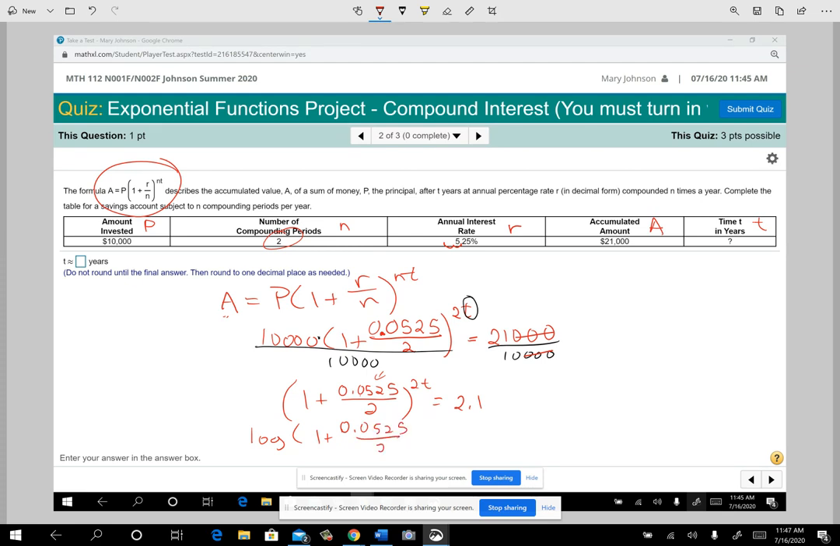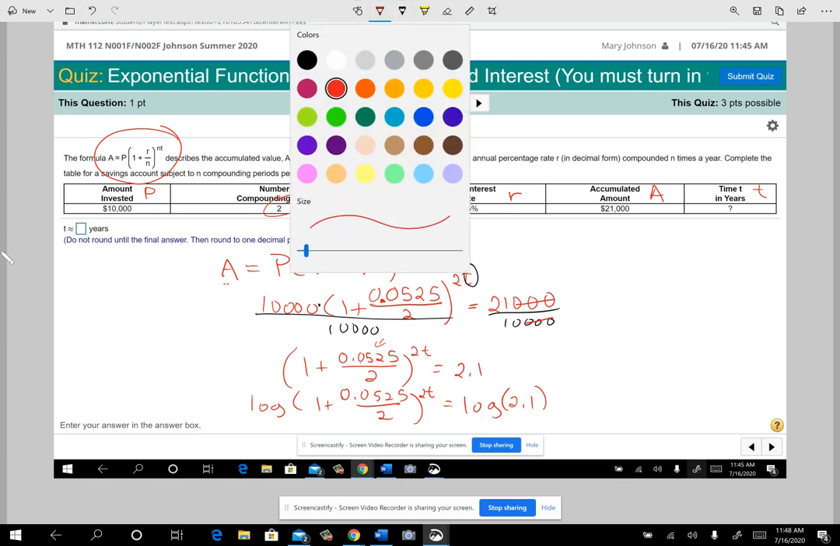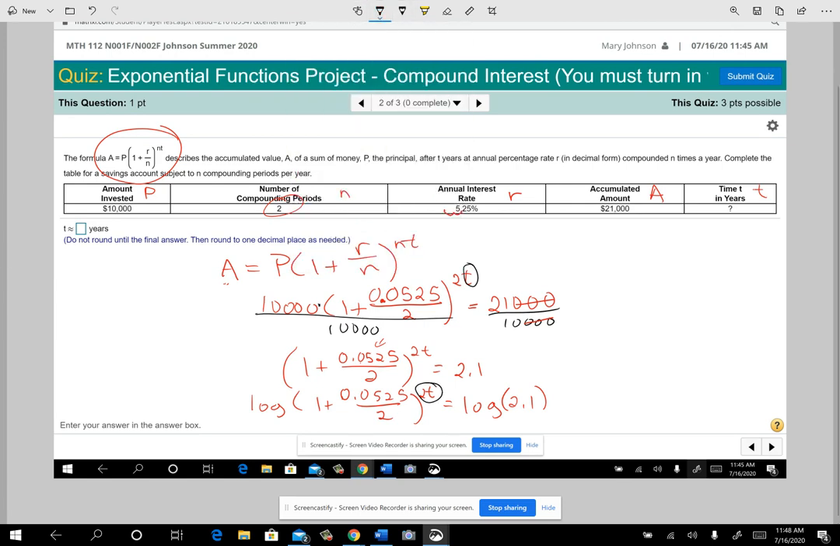And just be careful what you write down. Don't lose any of the pieces. And that gets me to here. Okay. So do you remember how when you log both sides, you're able to bring the exponent down in front? Okay, so let's move over here.